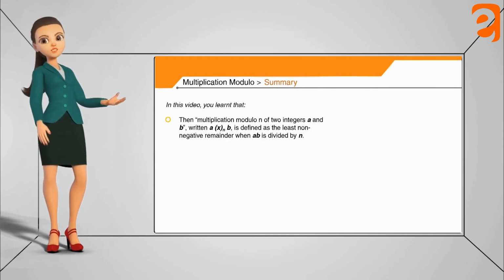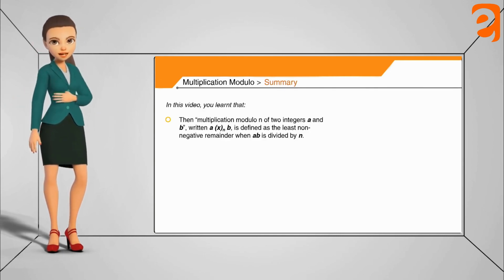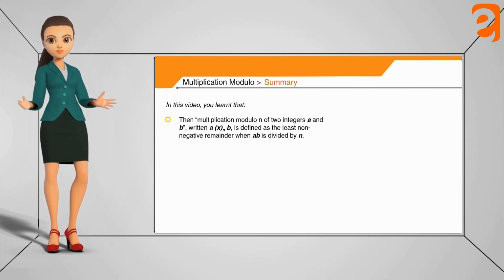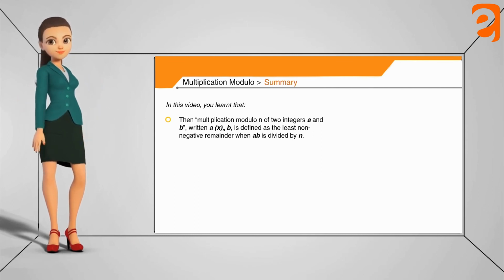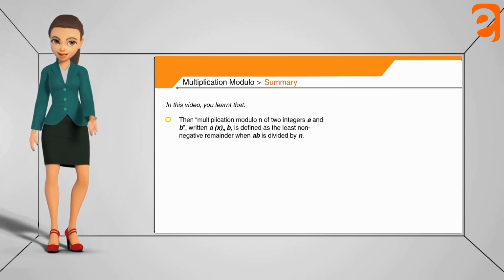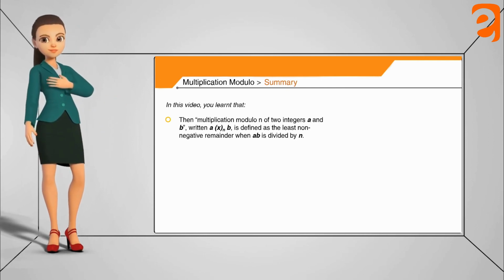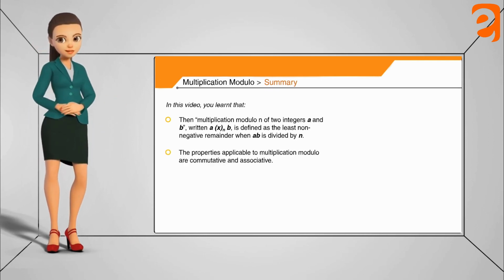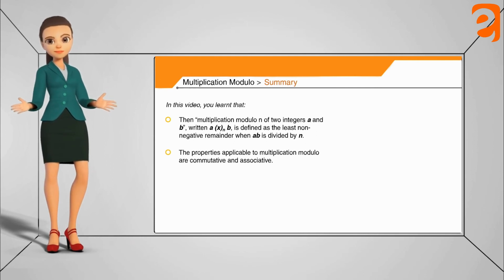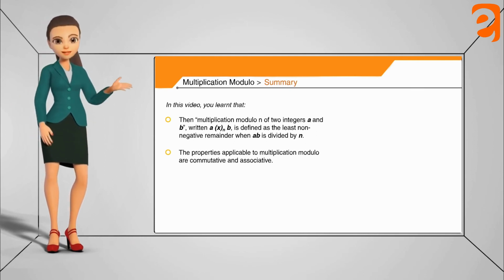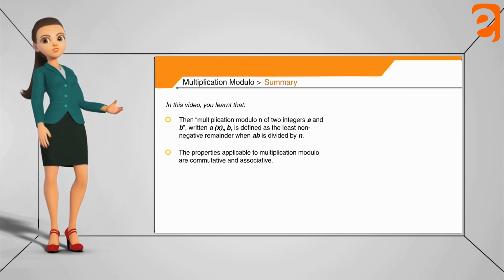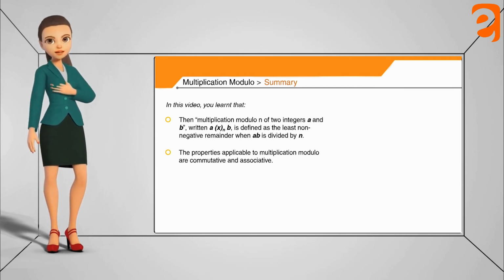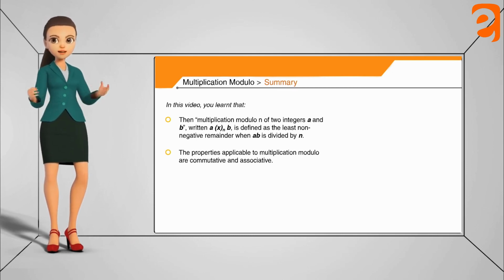In this video, you learned that multiplication modulo n of two integers a and b is defined as the least non-negative remainder when a multiplied by b is divided by the number n. And we came across the properties applicable to multiplication modulo, which are commutative and associative.